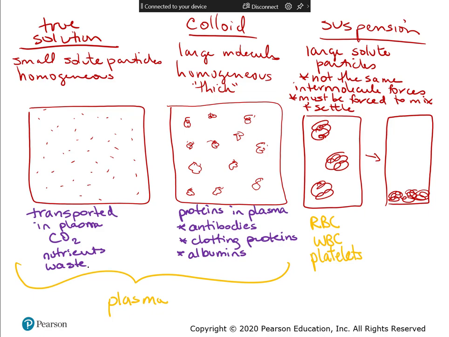Those are all carried, dissolved completely, do not separate out. They all make blood a true solution. The proteins in the blood make blood a colloid, and the cells in the blood actually make blood a suspension. So blood is kind of like a combination of all of the different kinds of solutions just because of its nature.